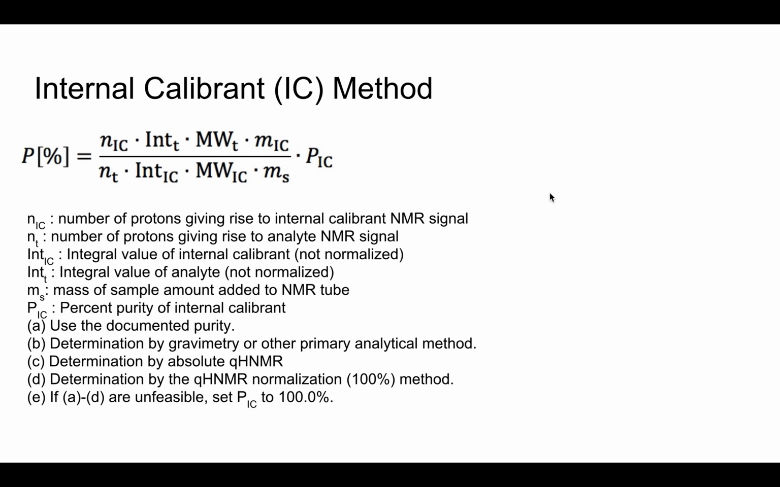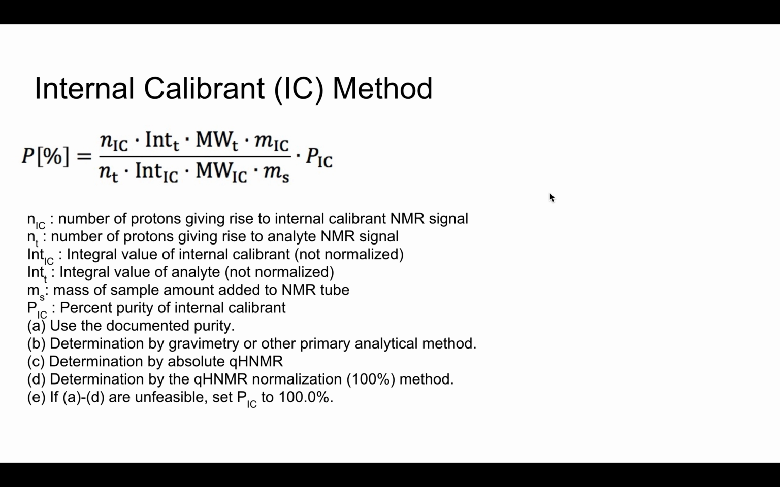The int IC is the integral value of the internal calibrant, and this is especially important. It's not normalized, so we're not going to do any normalization. The int sub T value is the integral value of the analyte. Once again, it will not be normalized as we did in the 100% method. M sub S is the mass of sample amount added to the NMR tube. P sub I is the percent purity of the internal calibrant.